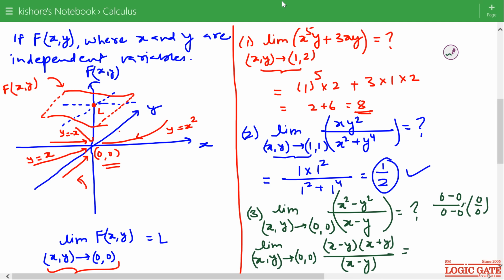So here, from numerator and denominator, x minus y will be cancelled out. We are left with x plus y, and after substituting the limits, this will be 0 plus 0 or 0, and 0 is a finite number. So this will be the limit of the given function x square minus y square divided by x minus y.